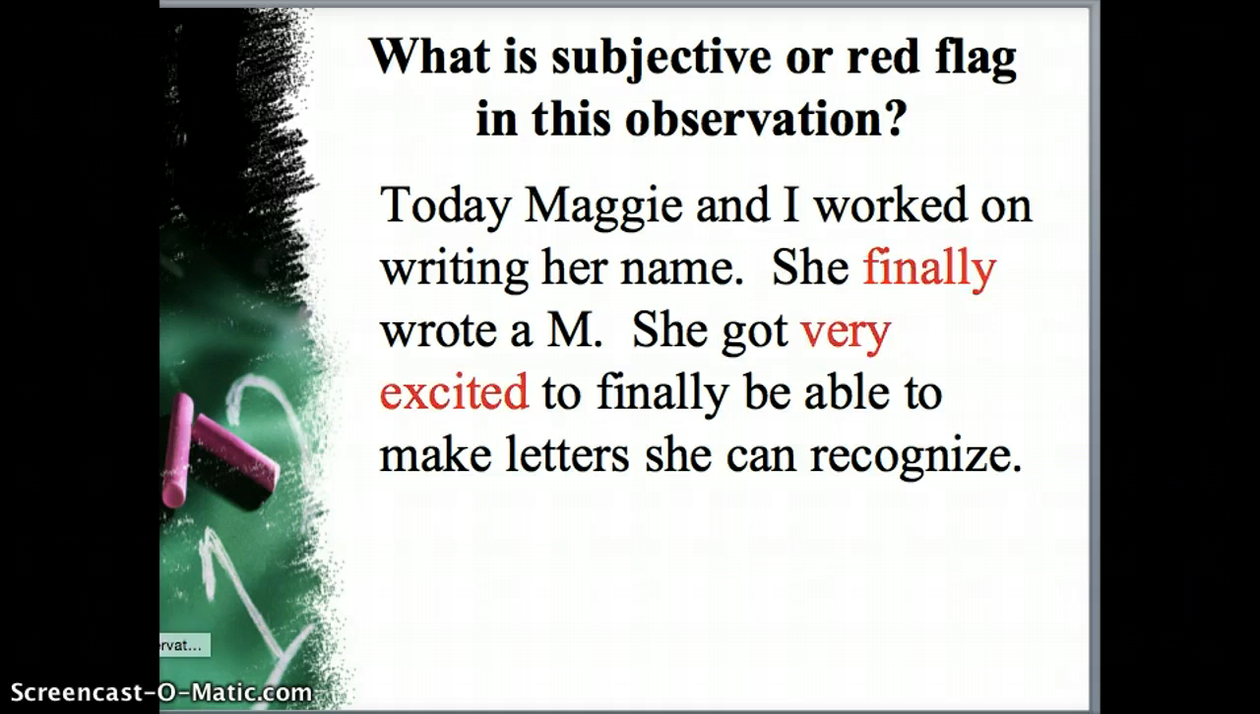I've highlighted some words in red that are subjective words. "She finally wrote an M." This is telling me that she's probably been working on this skill for a while, but we don't have a definitive answer for how long she's worked on it. "She got very excited to finally be able to make letters she can recognize." She's probably doing something physically, like have a smile on her face. Maybe she's jumping up and down in her chair, or maybe she's saying, "Yippee, I did it." We want to note those specific behaviors instead of using the subjective words.